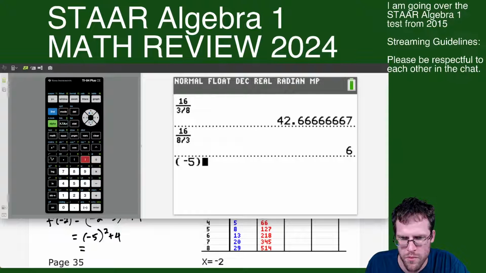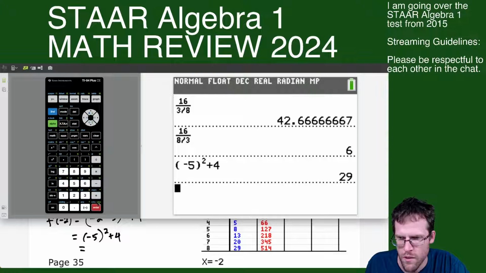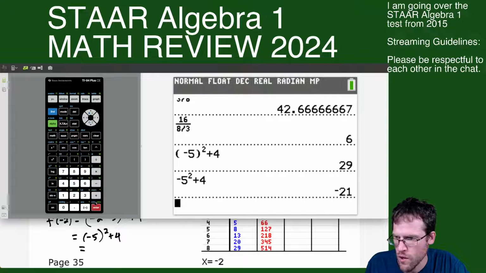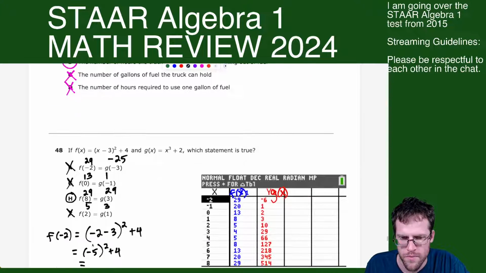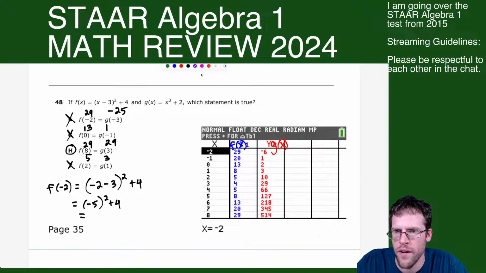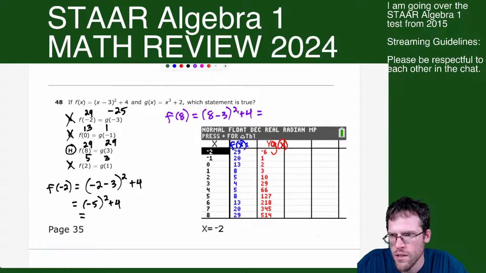(-5) squared, I have to use parentheses and then write plus 4. Okay, if I don't use parentheses, bad news. You're going to get something different. They should have made g of -3 equal to -21 to set the trap here. Okay, so this is how we would get there. If I want to verify by hand, f of 8 is (8 minus 3) squared plus 4. And this is going to give us 5 squared plus 4. Now I could get rid of the parentheses because I'm squaring a positive. And 25 plus 4 is 29.